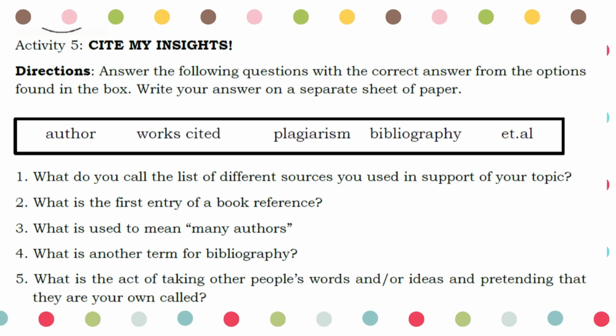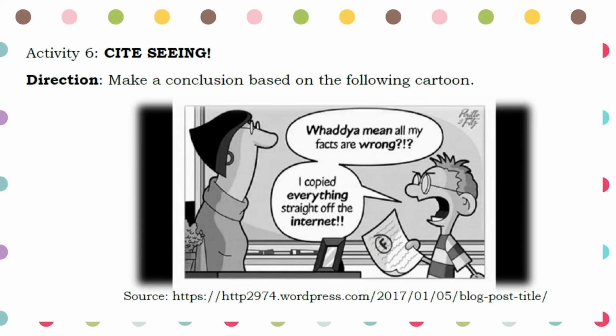The choices are author, work cited, plagiarism, bibliography, et al. Number 1. What do you call the list of different sources you used in support of your topic? Number 2. What is the first entry of a book reference? Number 3. What is used to mean many authors? Number 4. What is another term for bibliography? Number 5. What is the act of taking other people's works or ideas and pretending that they are your own called? Let's answer Activity 6. Sightseeing. Direction. Make a conclusion based on the following cartoon.